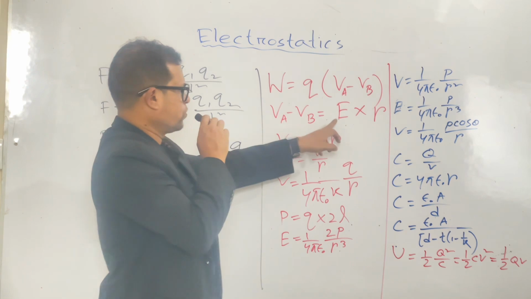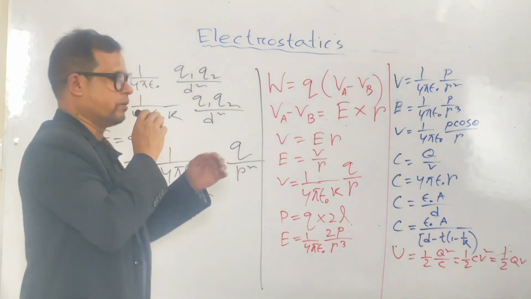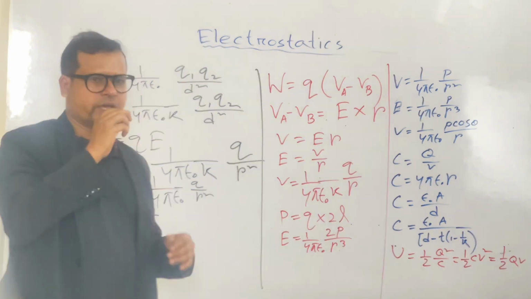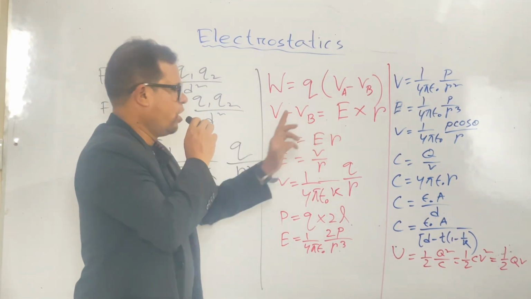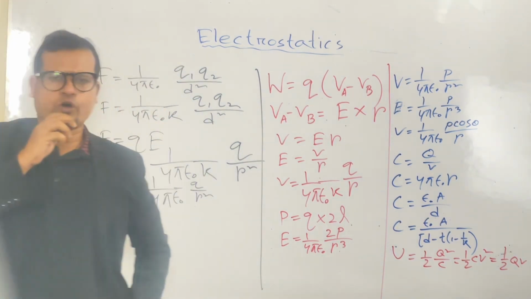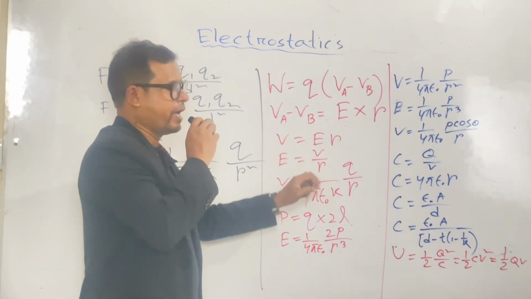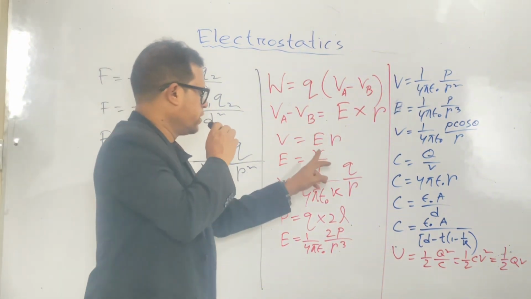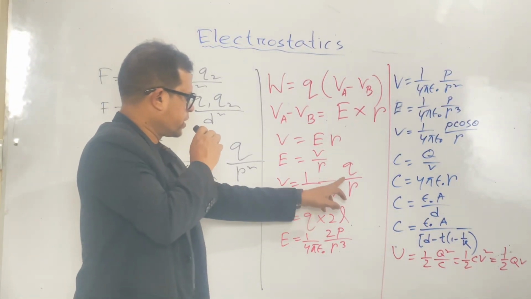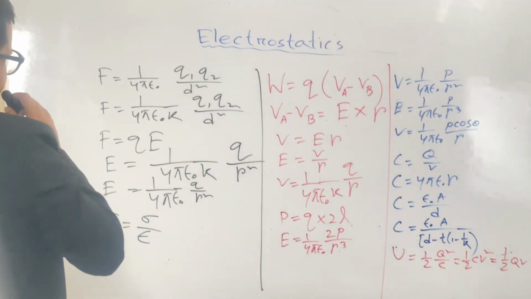VA minus VB equals Er. If you know the intensity E and the distance r, you can find the potential difference VA minus VB. V equals Er is the same formula, just with V written in place of VA minus VB. E equals V over r, taken from this equation, with V as numerator and r as denominator. V equals 1 over 4 pi epsilon naught k q over r. If you know the charge q and the distance, you can find V.